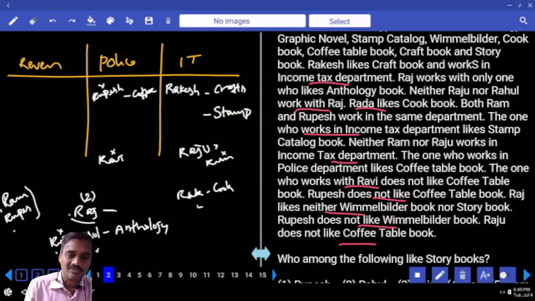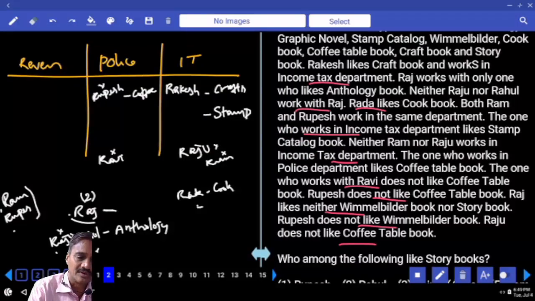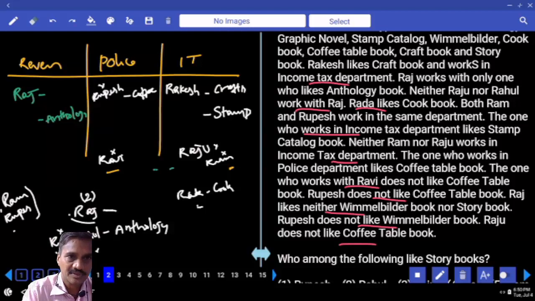Now tell me what are the different possibilities we have. Can we start with Raj? The department in which Raj is there: Ravi cannot be here and Raj cannot be here. Let us take the possibilities for Raj. Raj is here. There are only 2 persons. Who are those 2 persons? Raj and the one who likes anthology. If there are 2 persons here, then there must be 3 persons in each of these other 2.